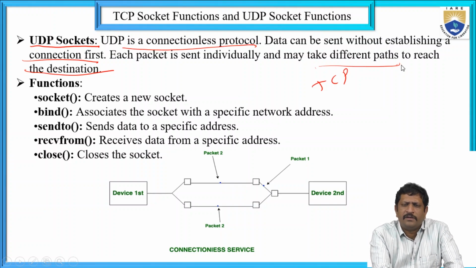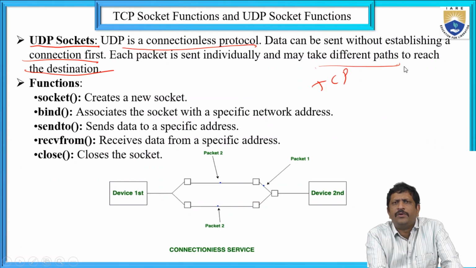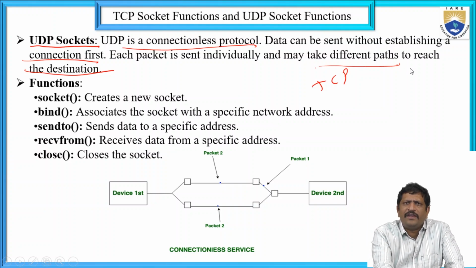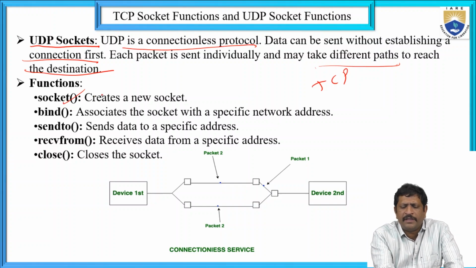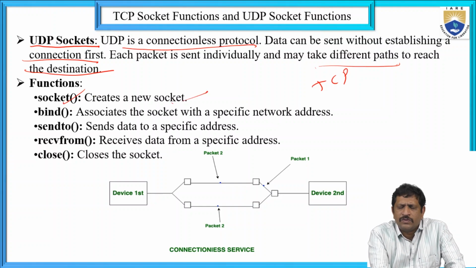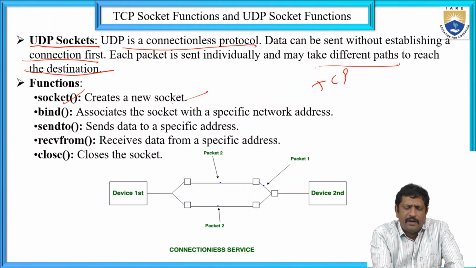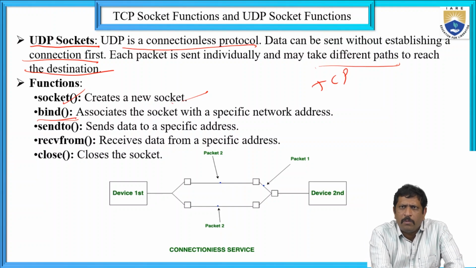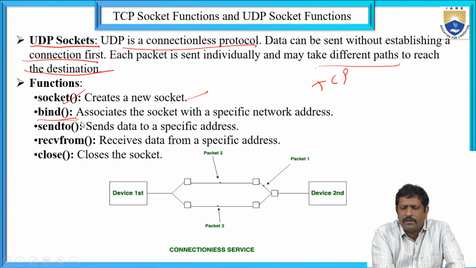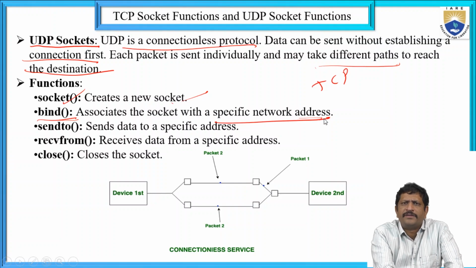Here are the functions in UDP. While using the UDP protocol, generally we use the socket function, which creates a new socket at the source and destination side, and the bind function. The bind function associates the socket with a specific network address, and the sender sends the data to a specific address.